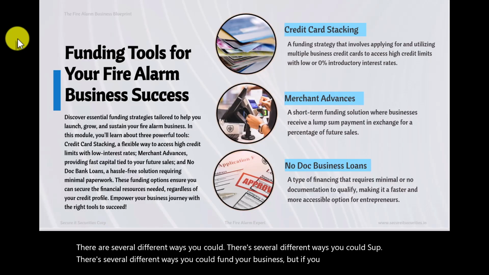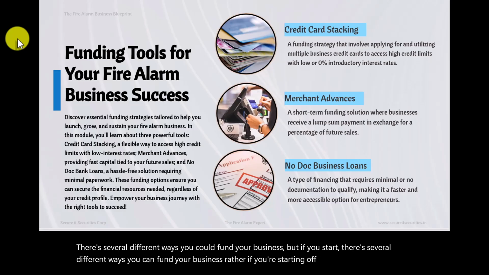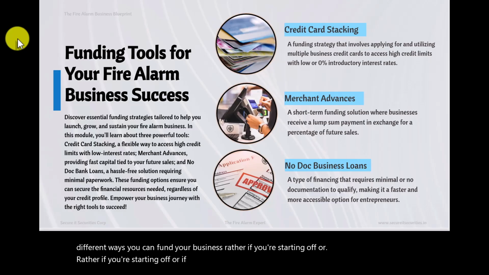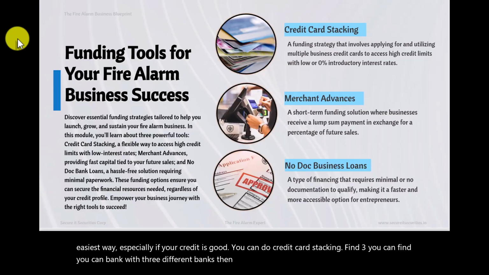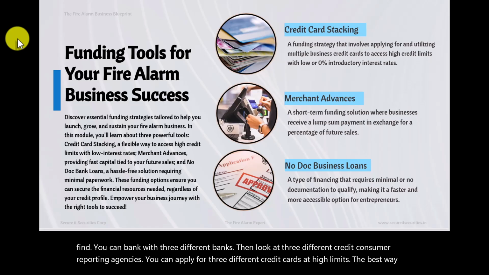There's several different ways you can fund your business, whether you're starting off or if you're an existing business. But the first way, which is the easiest way, especially if your credit is good, you can do credit card stacking. You can bank with 3 different banks that look at 3 different credit consumer reporting agencies. You can apply for 3 different credit cards at high limits. The best way to get high limits, go to the branch.